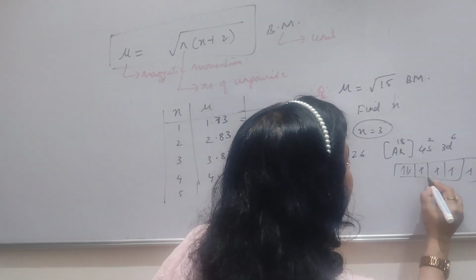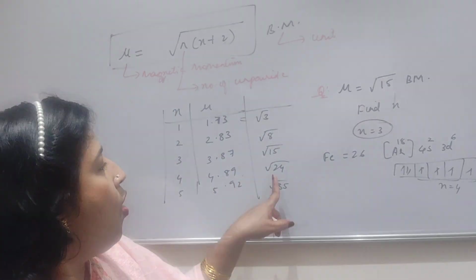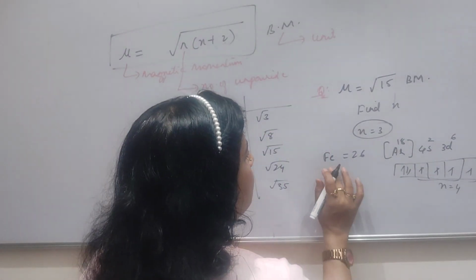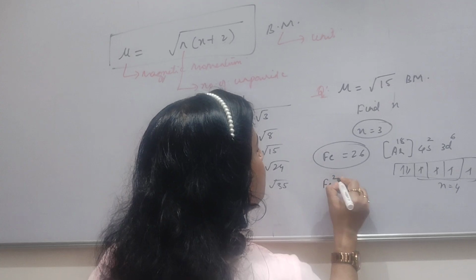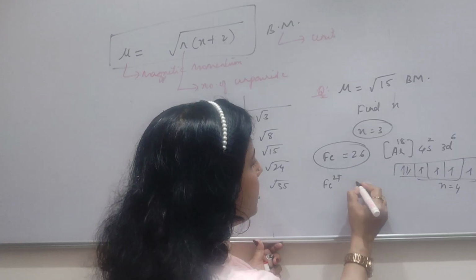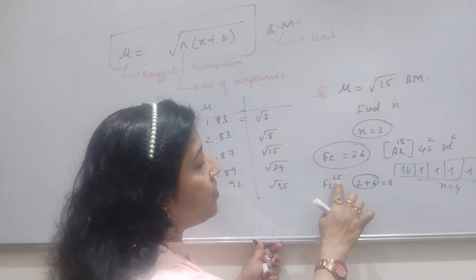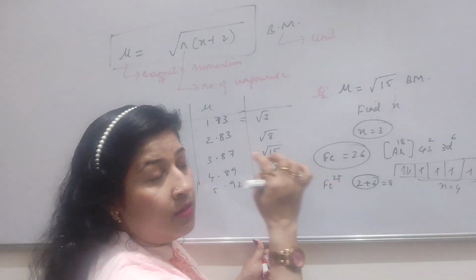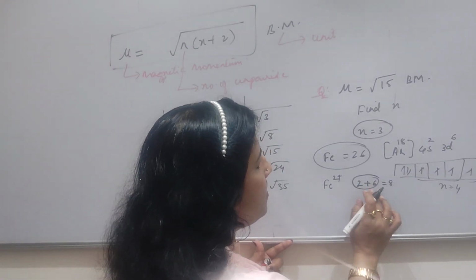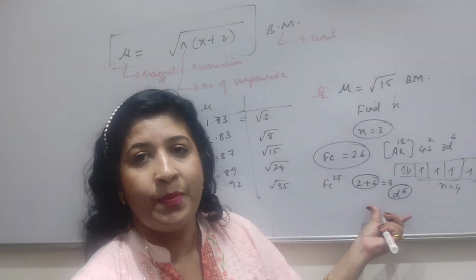So n is equal to how much? Unpaired electrons 4. What will be the Bohr magneton? That will be 4.89, or root 24. Easy. If they ask you Fe2+ instead of Fe, there is a shortcut. We know iron is 26, so 2 plus 6 is equal to 8. For Fe2+, 2 electrons are removed, minus 2. If it is Fe3+, then minus 3. That simple. So 8 minus 2 is 6, so Fe2+ will be d6.